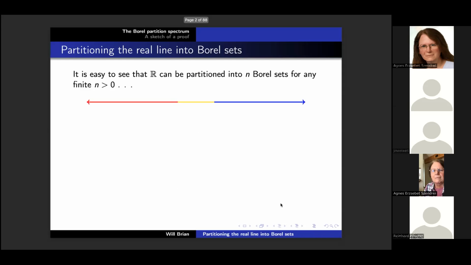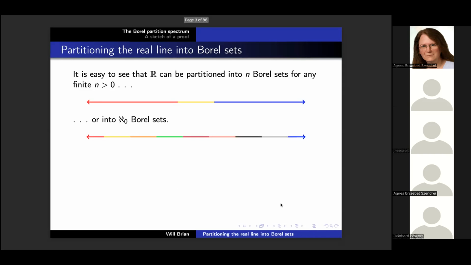So yes, I'm going to talk about partitioning the real line into Borel sets. I'm going to start with a fairly simple observation, which is that if you'd like to partition the real line into some finite number of Borel sets, then you can do it. It's not too hard to figure out how to do it. You probably didn't need me to show you a picture to understand how to do it, but there's a picture anyway. I've been told it's always good to put a picture on the first slide.